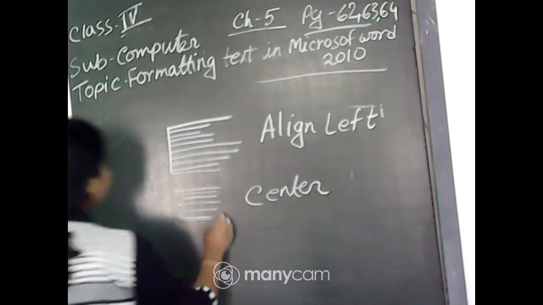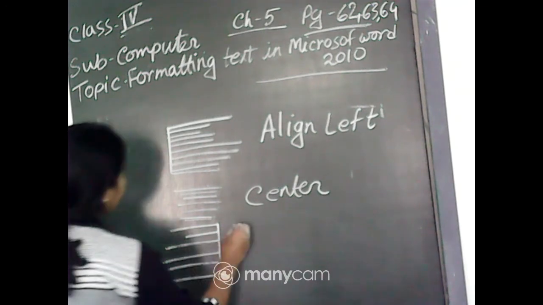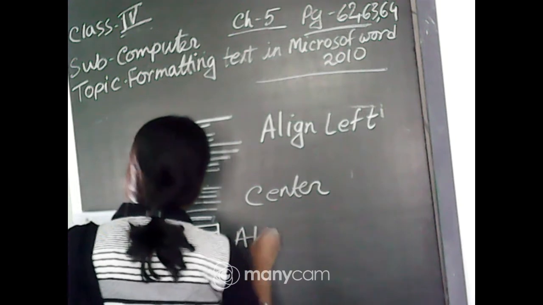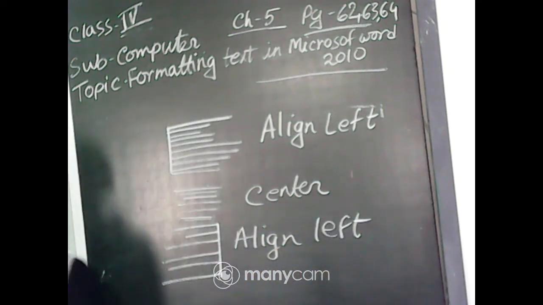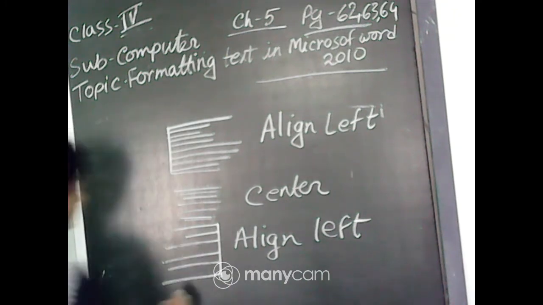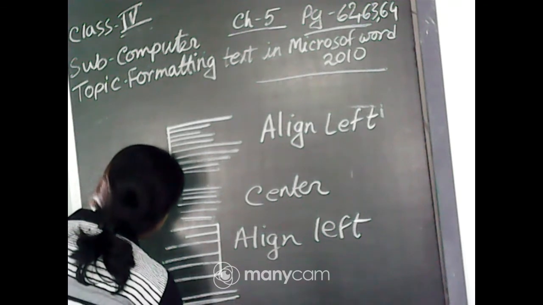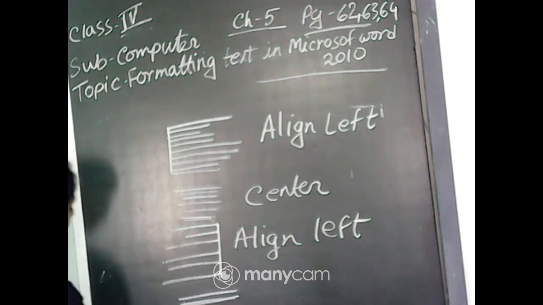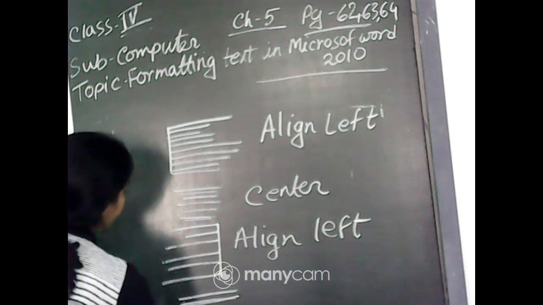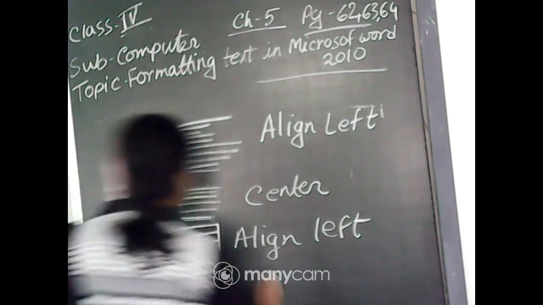And right alignment: the right side is the same, but the left side doesn't matter. This is align right. And there is justify. Justify means all the sentences will be the same width. Maybe one sentence starts with a gap and three sentences here, maybe four sentences of words; in this way it will align. That is justify.